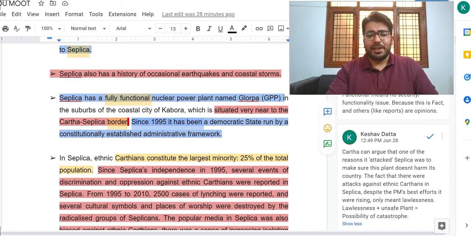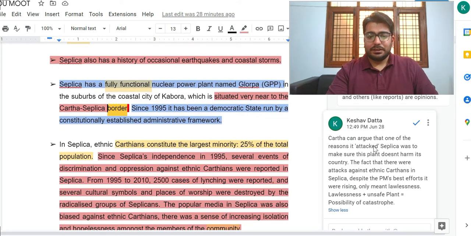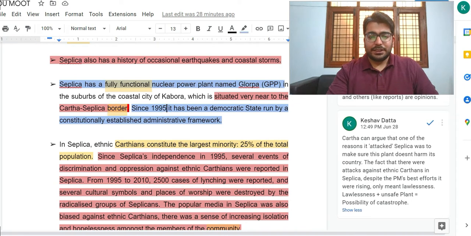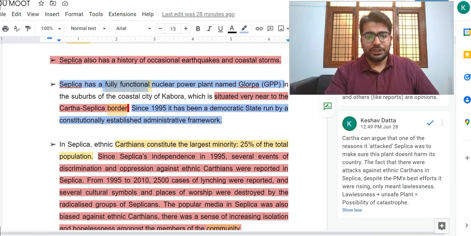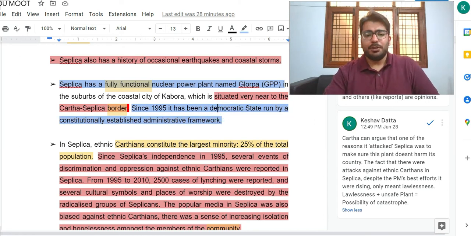Since 1995, it has been a democratic state run by a constitutionally established administrative framework. This is obviously a very positive thing that the applicant can use in its favor and say that it had no mistake and no problems in running its administration or any nuclear power plant, because first it was fully functional, and secondly it was a democratic state run by a constitutionally established administrative framework.